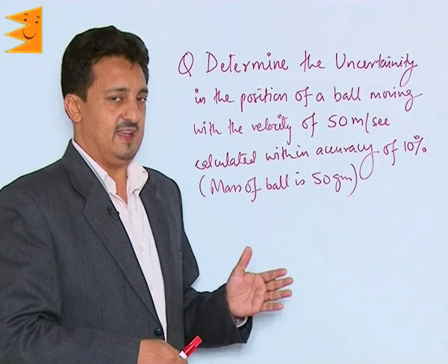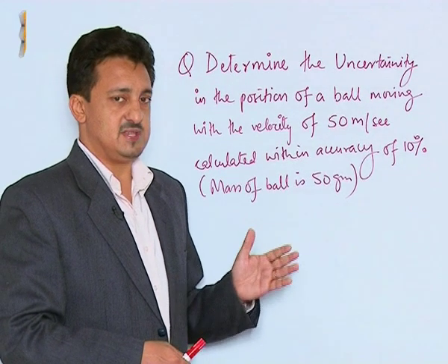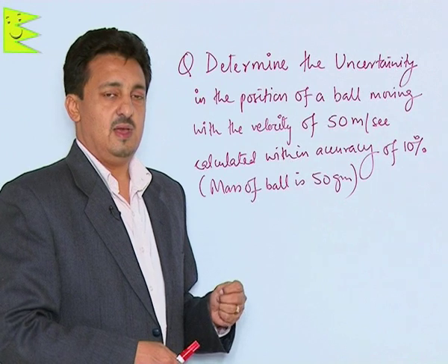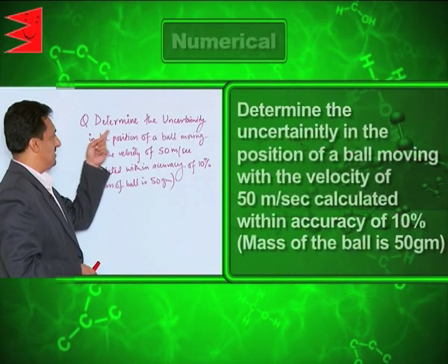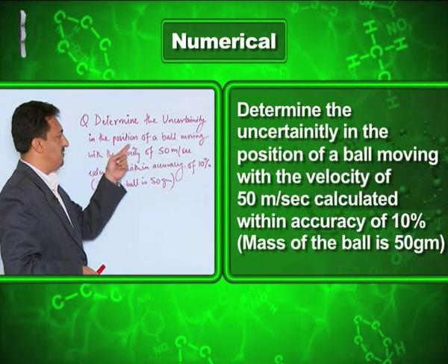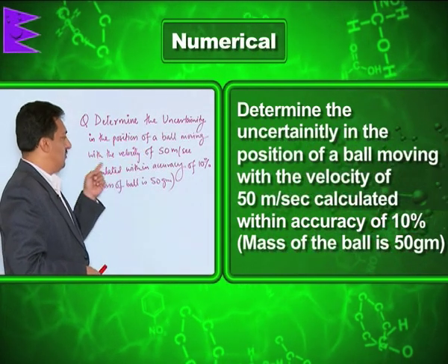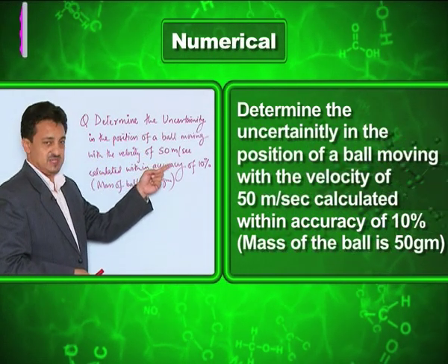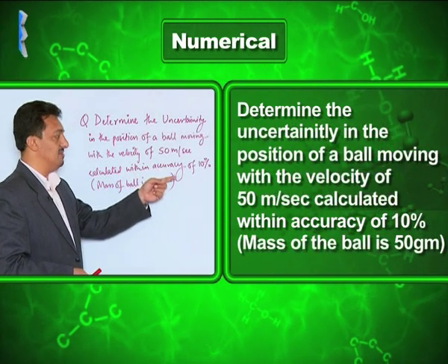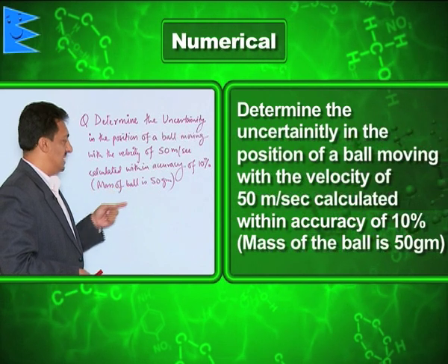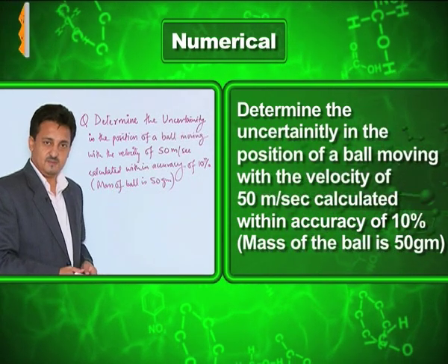After understanding the Heisenberg's uncertainty principle, let us do a numerical on it. The numerical is: determine the uncertainty in the position of a ball moving with the velocity of 50 meters per second, calculated with an accuracy of 10%. The mass of the ball is 50 grams.